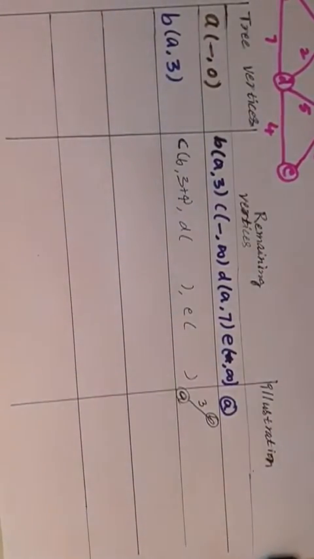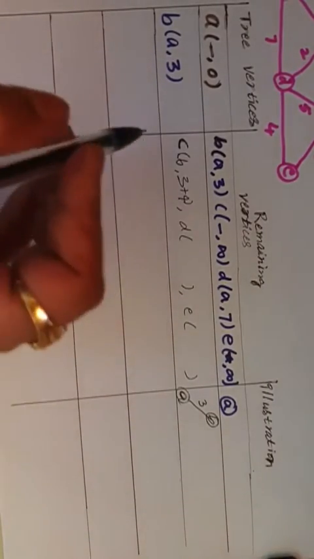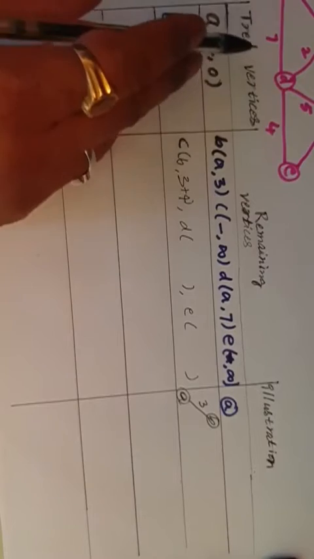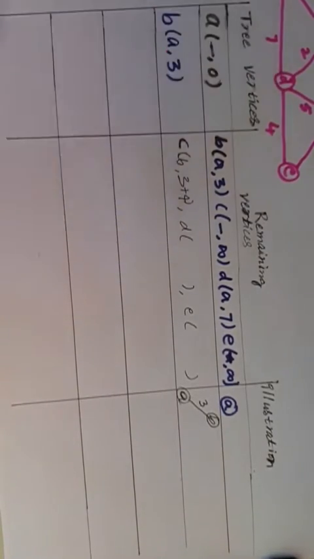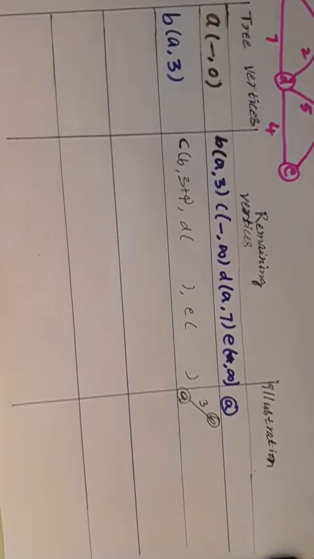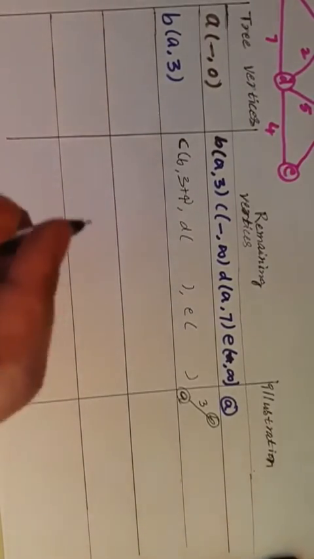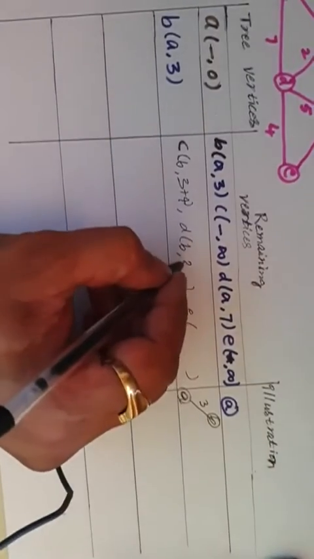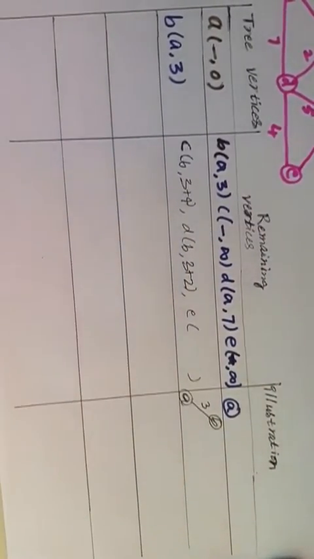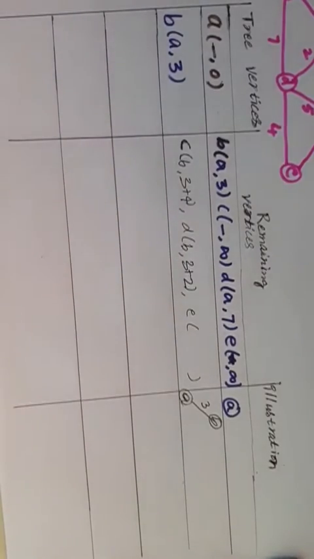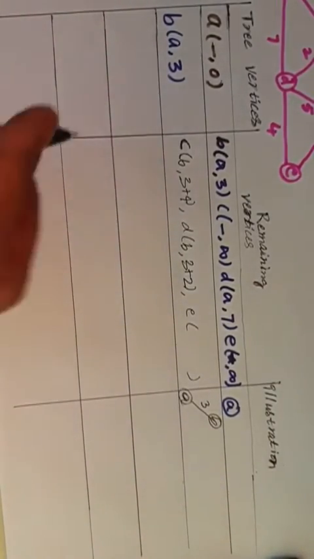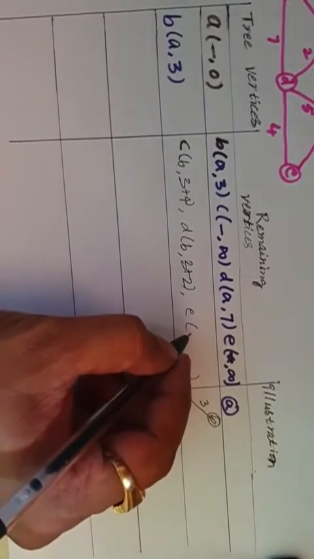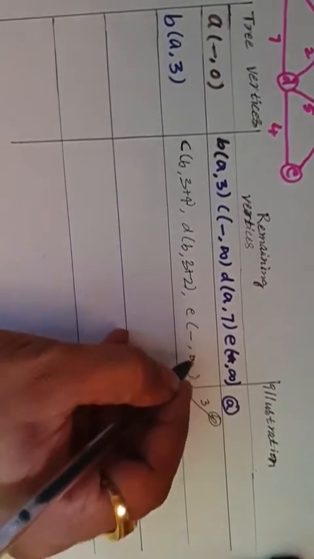In the same way, do the calculation for the remaining vertices d and e. Can I reach a from d? Yes, it's possible through b. So b comma, and its cost will be 3 plus 2. For e, still we can't reach a from e, so it is null and infinity only.